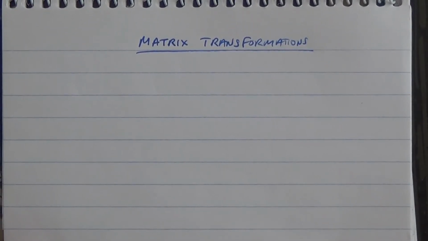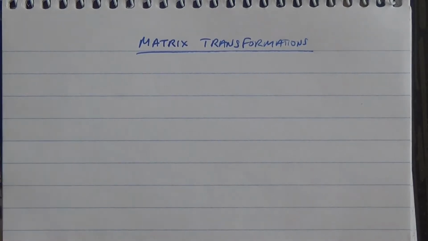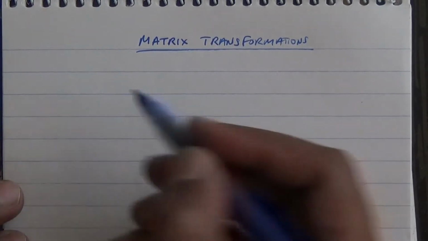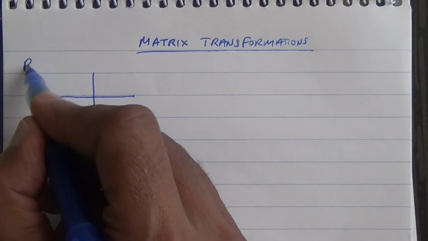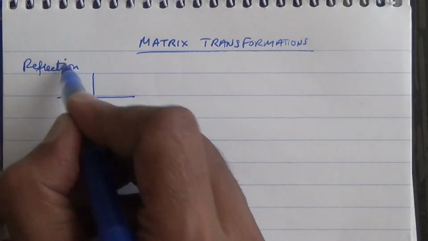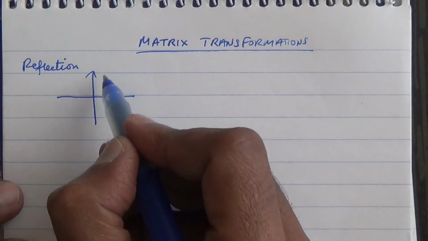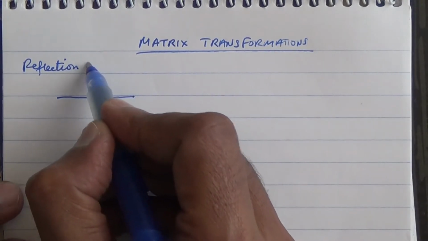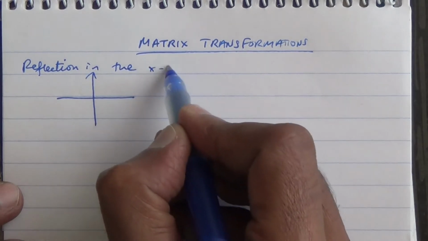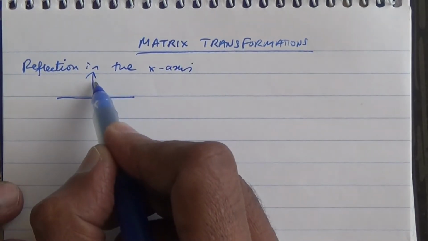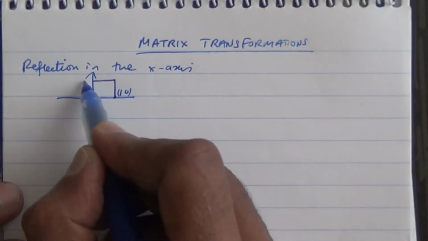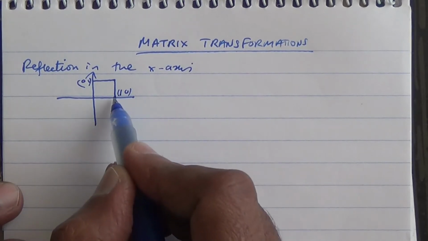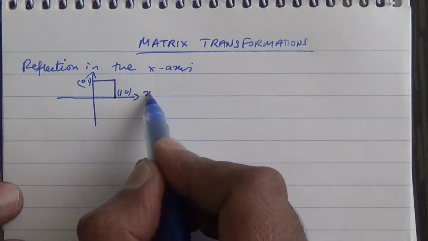Today I'm going to explain matrix transformations, which is part of your syllabus D for school certificate O-level. Let's begin with reflection. We talk about reflection now in the x-axis. Now suppose you've got a square here, and this point is 1, 0, this one is 0, 1, and I tell you to reflect this in the x-axis.